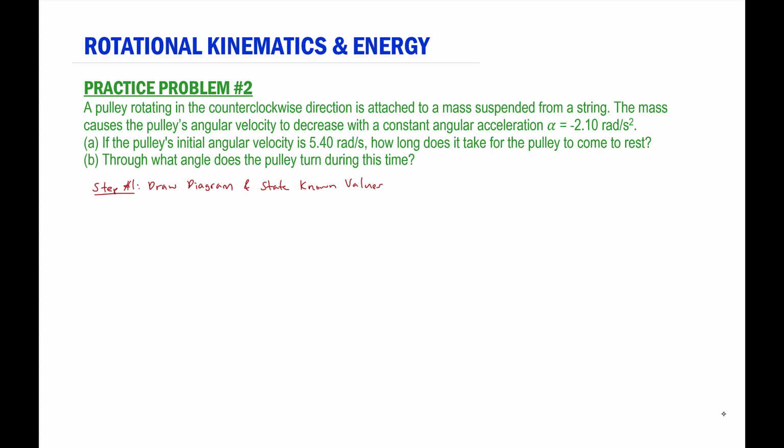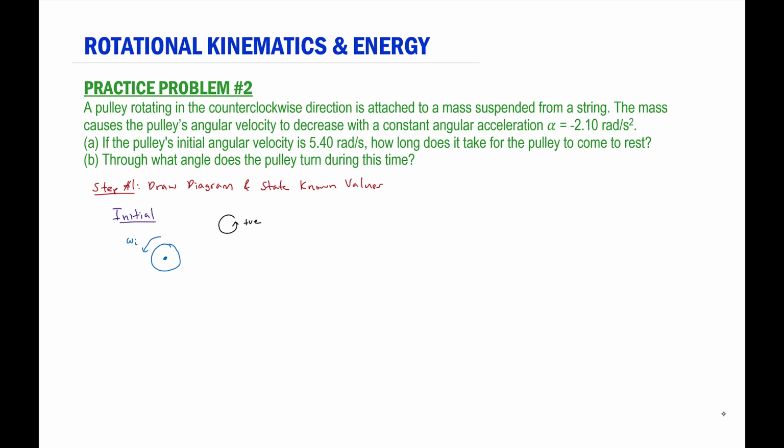Let's figure out what is happening at the initial and final stages. So initially, you have your pulley, like this. There's the axis of rotation right in the center, and it's turning with an initial angular velocity. The question does say that it's rotating in the counterclockwise direction, so make sure you get the direction correct. We can also say that the counterclockwise direction is positive.